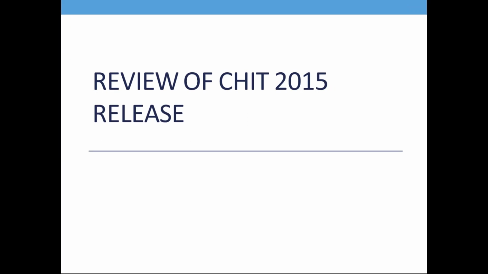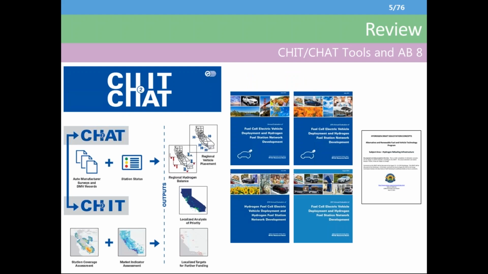We'll start with a review of the 2015 version of CHIT, just to make sure everybody's on the same page of where we were before this year. CHIT is one of two tools that ARB developed in-house, called CHIT and CHAT. These tools help us accomplish our requirements under Assembly Bill 8, which provides the funding and the program structure for funding of hydrogen infrastructure in the state of California.